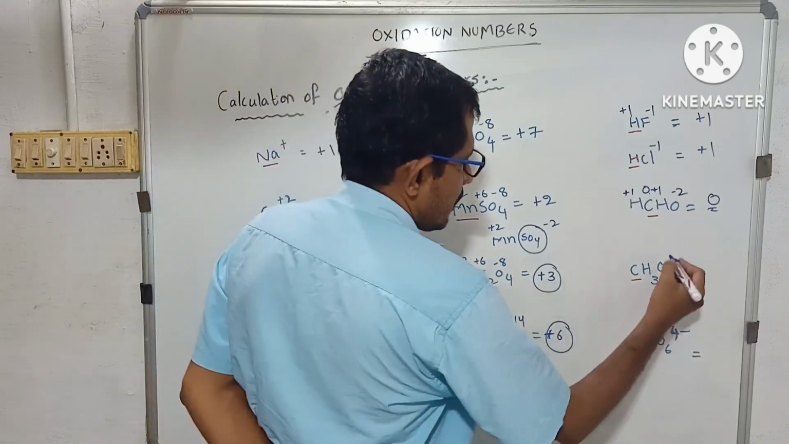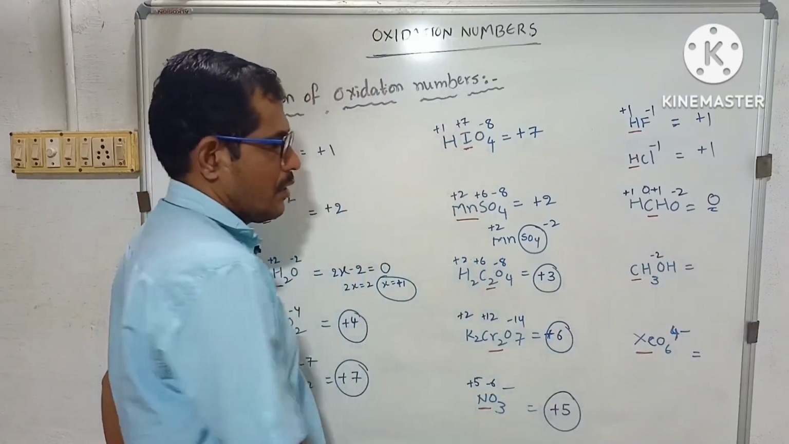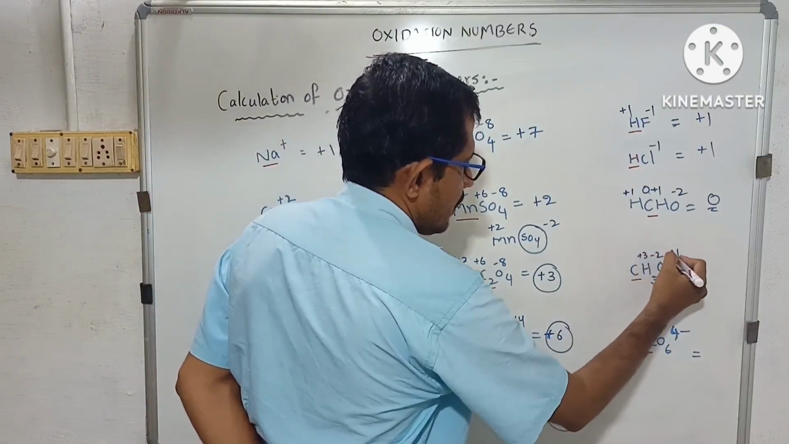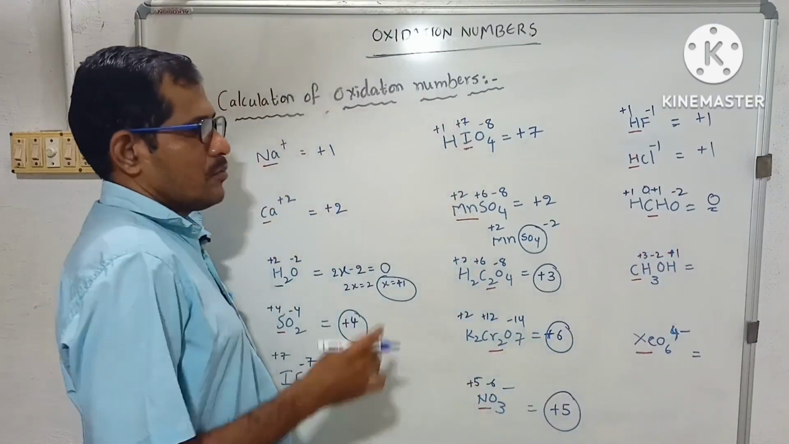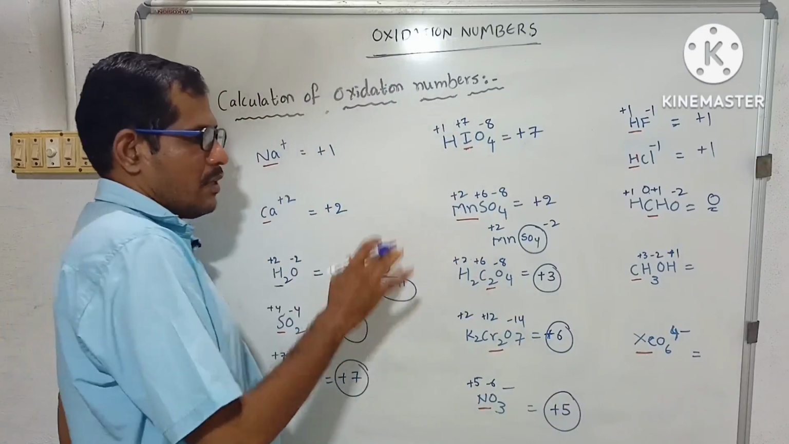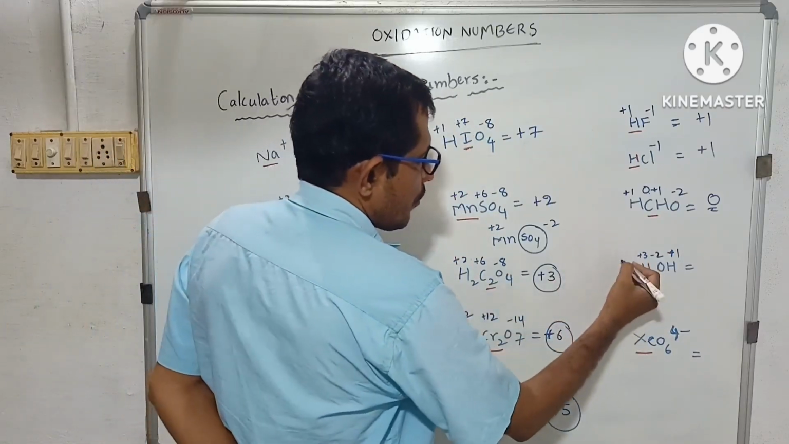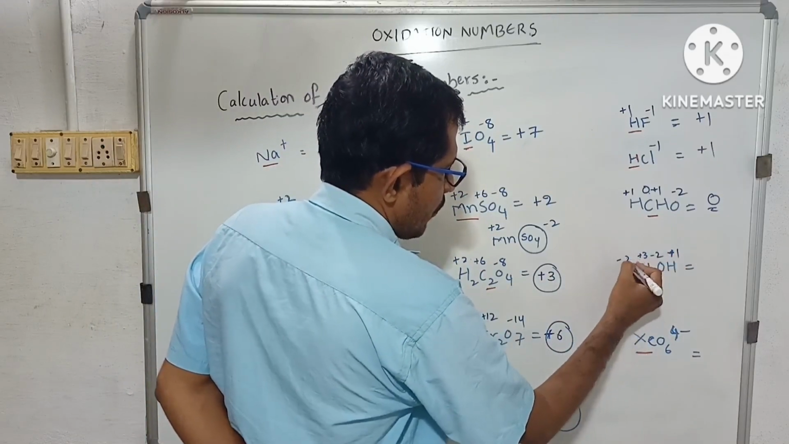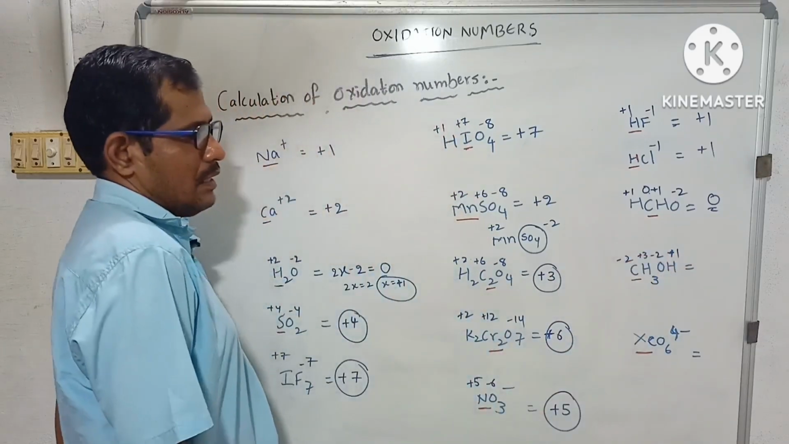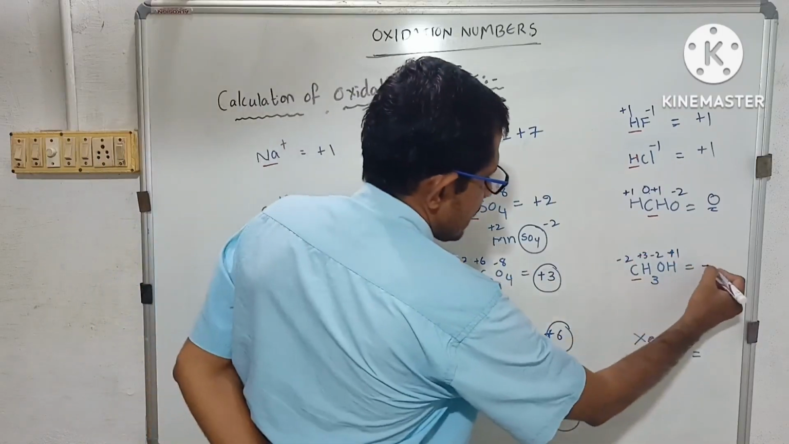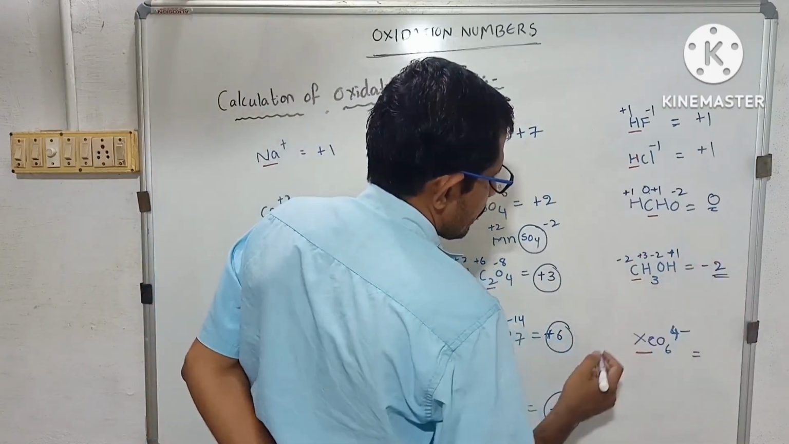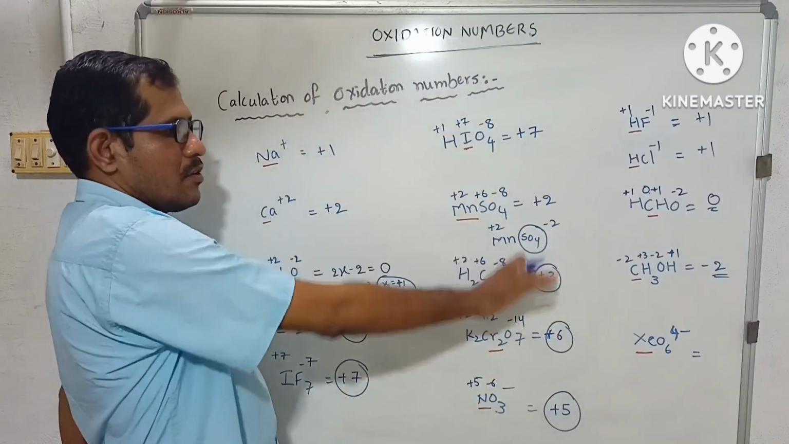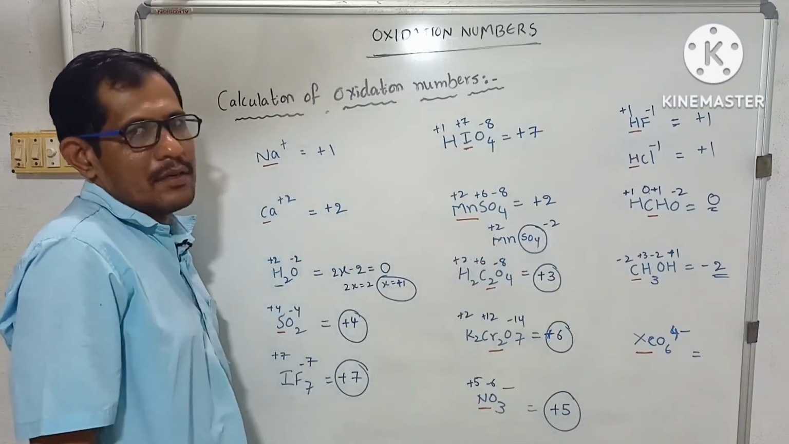Next CH3OH, right? Oxygen is minus 2. Hydrogen is plus 1. Here plus 3, right? So plus 3. So the molecule whole itself is 0. For that carbon, how much we need to give? We need to give minus 2 for carbon, right? So what is the oxidation state of carbon over here? Minus 2. Okay, minus 2. So here plus 4, minus 4 equal to 0. So the carbon oxidation state over here is minus 2.